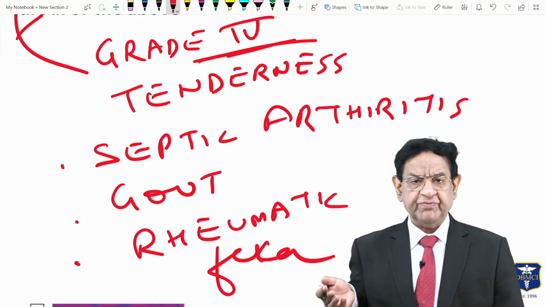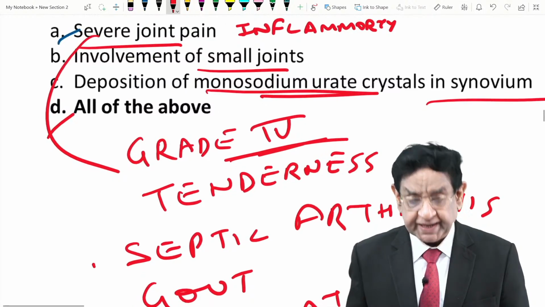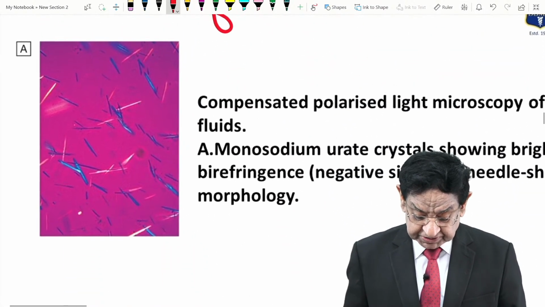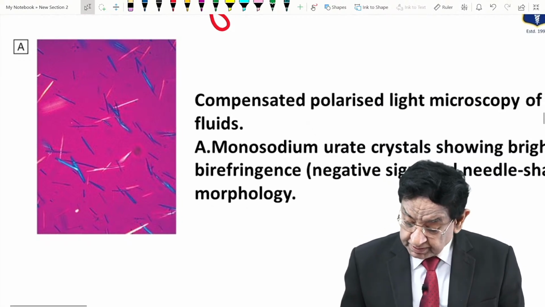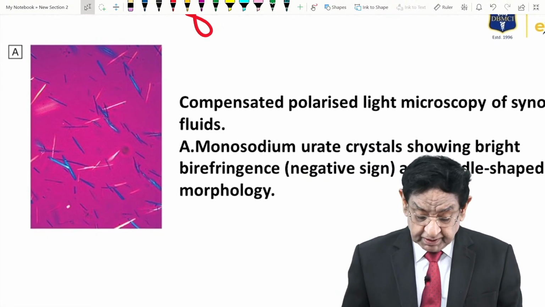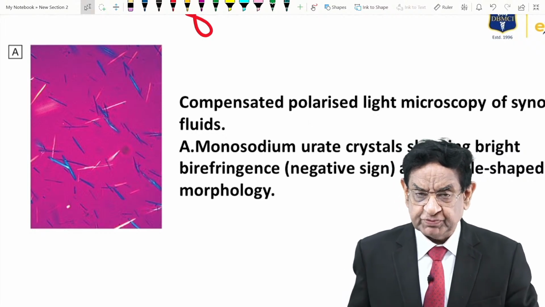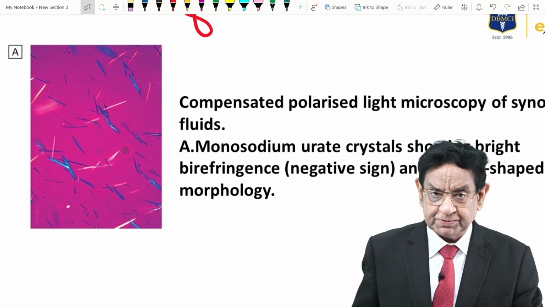Arthritis occurring in rheumatic fever. They are the cause of grade 4 tenderness. Okay. Now look into the needle-shaped crystals. Look into this needle-shaped crystal, classical exam question. This came in one of your FMG exams also.